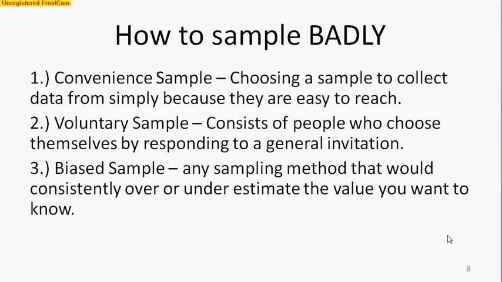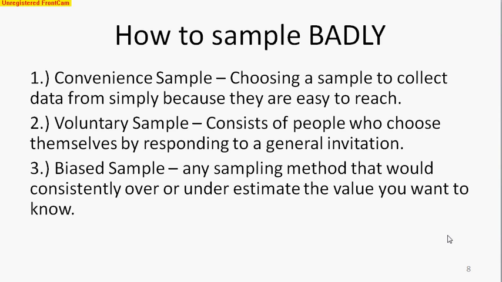The third method is just what we call kind of a general bias sample. This is saying, listen, if anything you do in your sample consistently over or underestimates the true value that you want to know about, then it's biased, right?